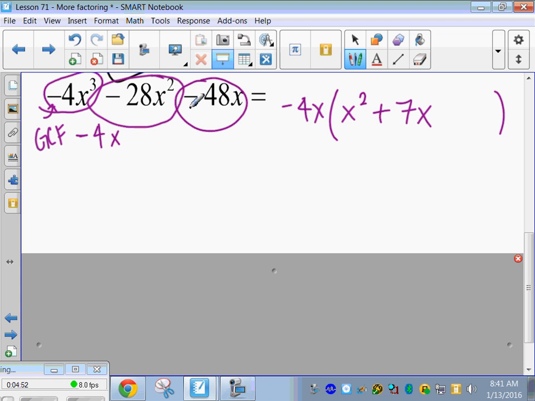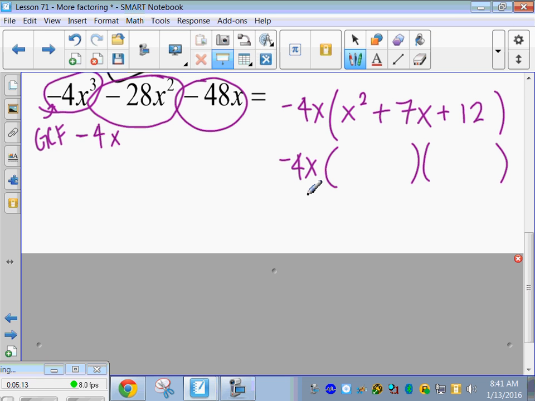I take out the negative, so that's going to change this to a positive. And 4 times what gives me 48? 12. And I took out the x, so there is no more x right here. Now it should look nice, okay? So my GCF stays in front, and now I have my two sets of parentheses.